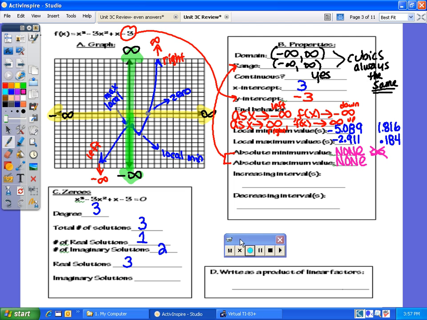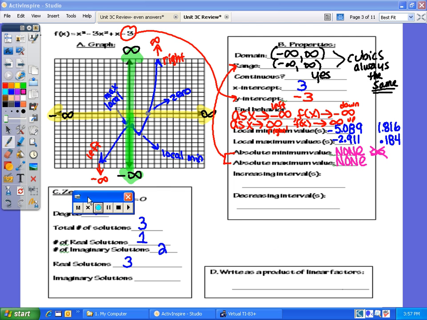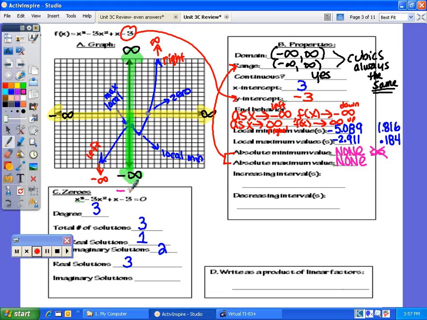Alright, so now we're going to take our x values and write them out from smallest to biggest. So the smallest one here is 0.184. Then comes 1.816 and then infinity. And now I'm going to make my pairs. So the first pair goes from negative infinity to 0.184. So that's from here to about here.